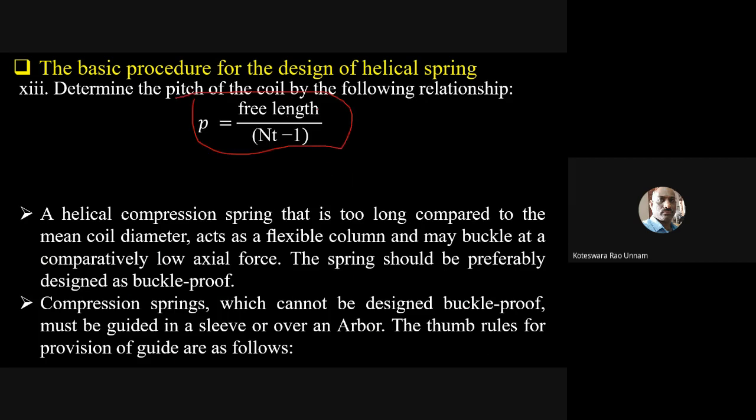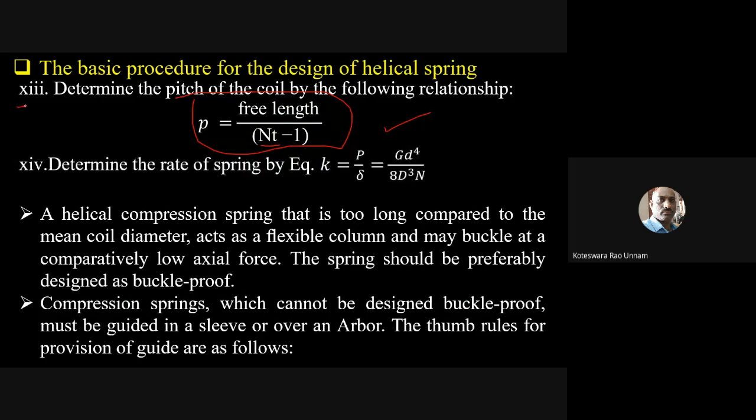This we have already seen: pitch equals free length divided by (nt minus 1), where nt is the total number of coils. So like this we'll get the pitch of the coil also. So now the design is over.